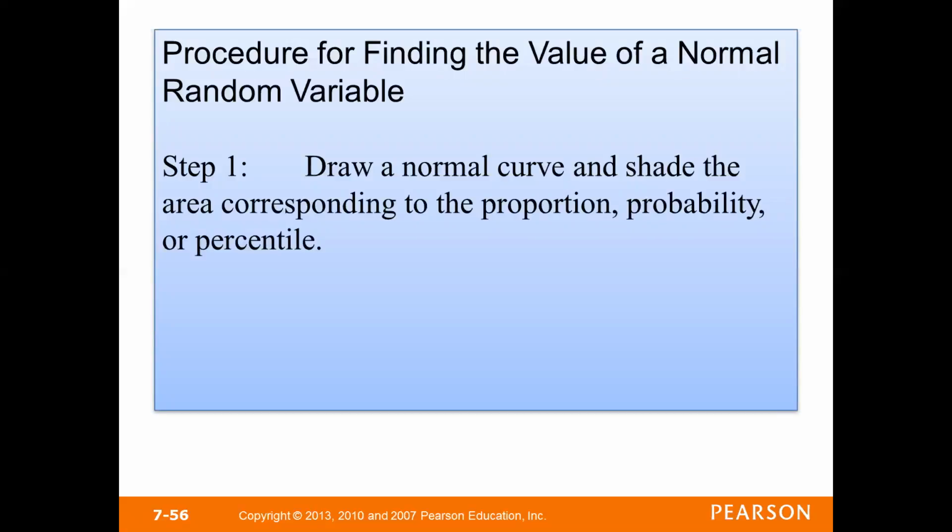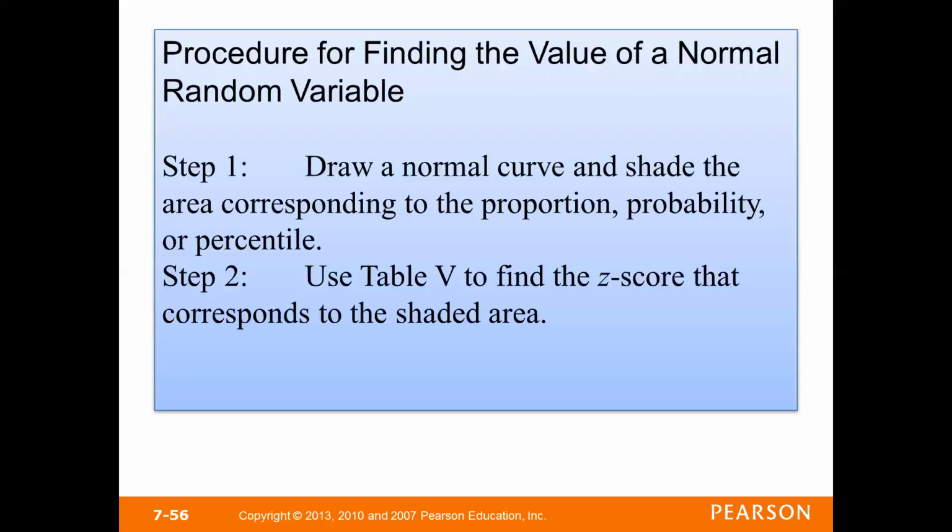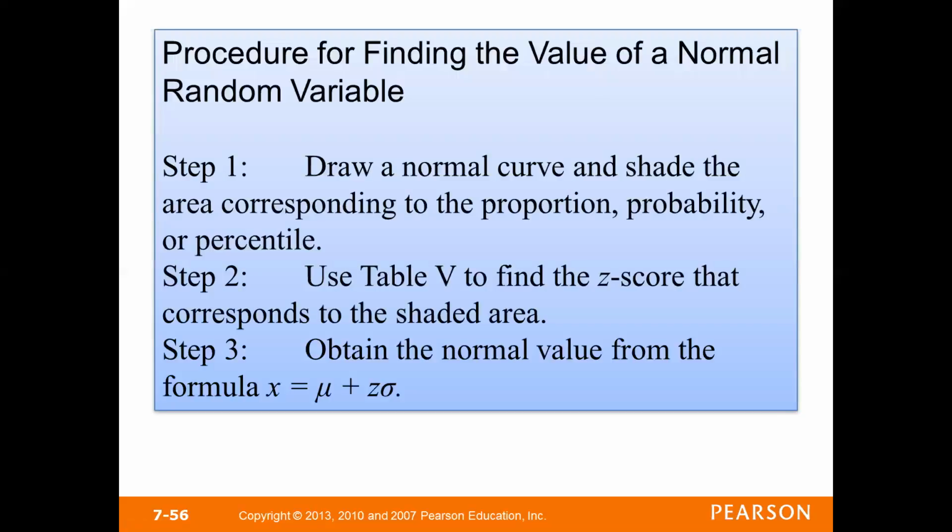So we're going to draw a normal curve. We're going to shade the area corresponding to the proportion, the percentile. We'll use table V to find the z-score that corresponds to that area. We'll then obtain the normal value by going backwards and getting x equals mu plus z times sigma.